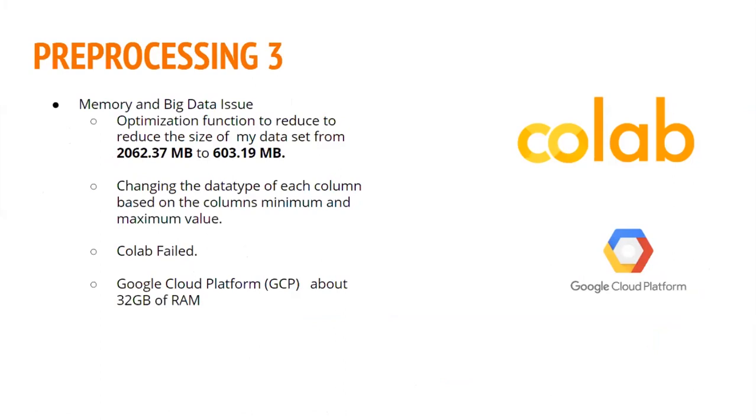Initially we resorted to using Google Colab to train on the whole data set, but at a point in time, Google Colab was crashing because of memory issues. So we were like, okay, what other alternative do we have? We came up with a snippet, an optimization function that could reduce our data set from 2 gigabytes to 603 megabytes. How did we do that? What we did is this.